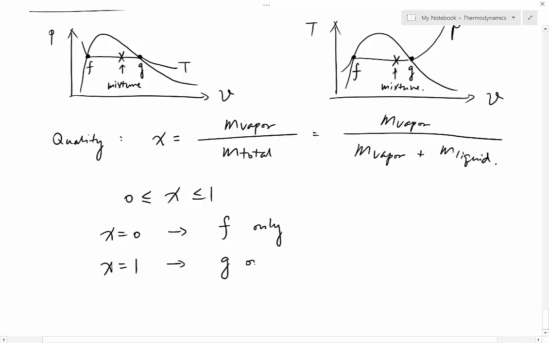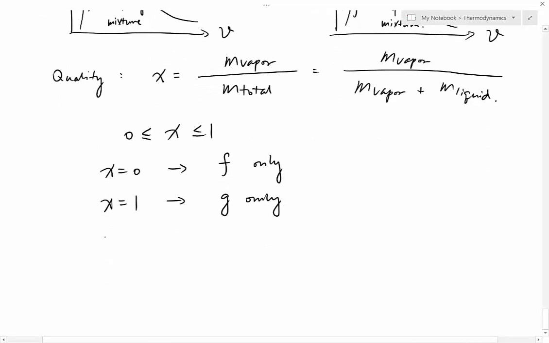There's no liquid. Everything is saturated vapor, G point. There's no liquid. And then if X is between 0 and 1, not including 0 or 1, that means it must be a mixture of F and G. You have a little bit of F and a little bit of G. Okay, it must be a mixture.